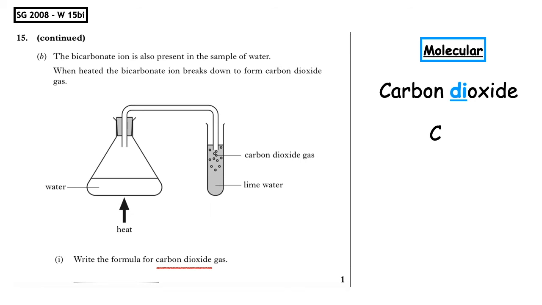Oxygen's chemical symbol is O, and the prefix that we have there is di, which means we have 2, so we pop a 2 after the chemical symbol for oxygen. So the molecular formula for carbon dioxide is CO2.